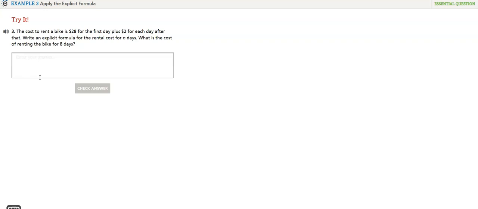Don't forget that in order to write an explicit formula, you need to have the difference between each term and the initial value of the term. So if you need to, go ahead and write out a sequence or a table for each day that you might cost the bike and see if that helps you find those values.